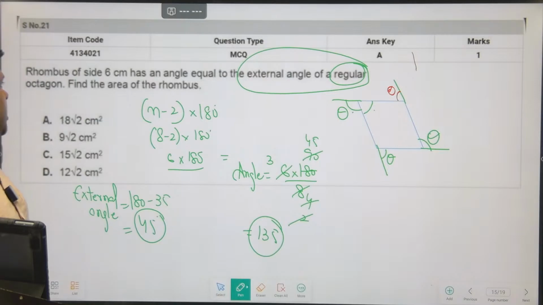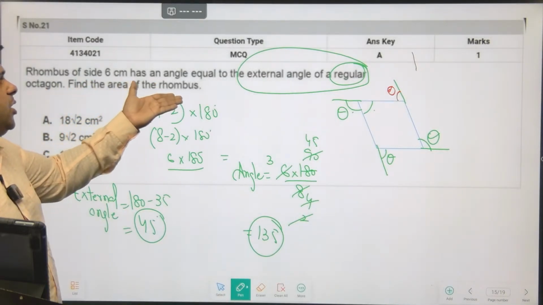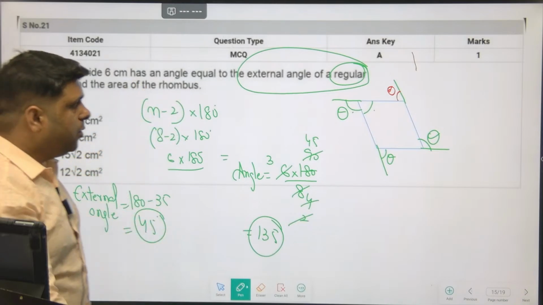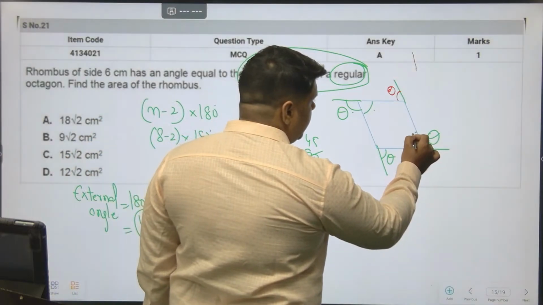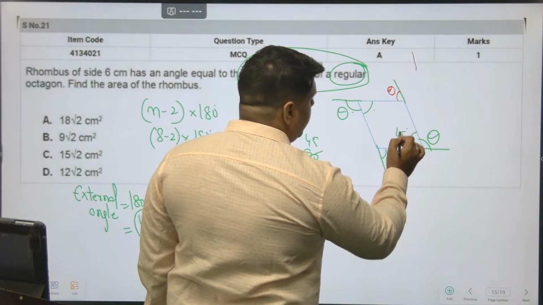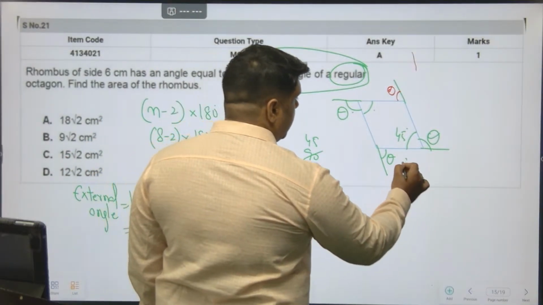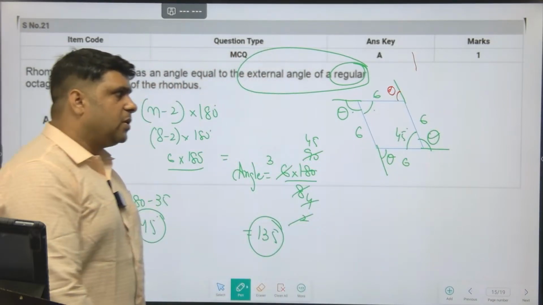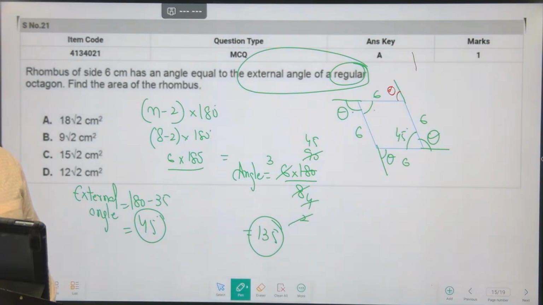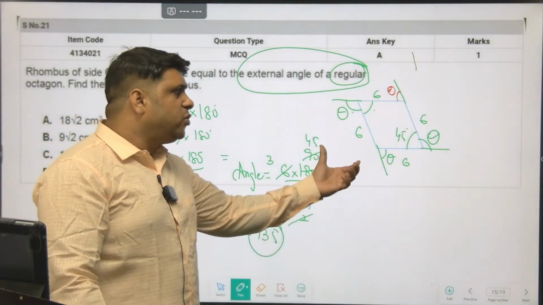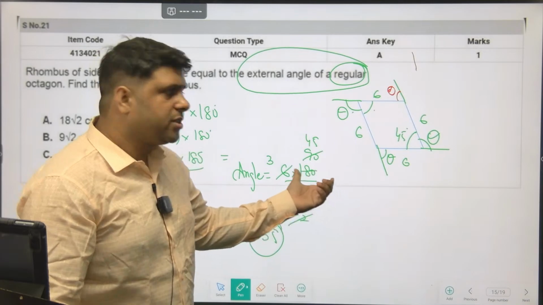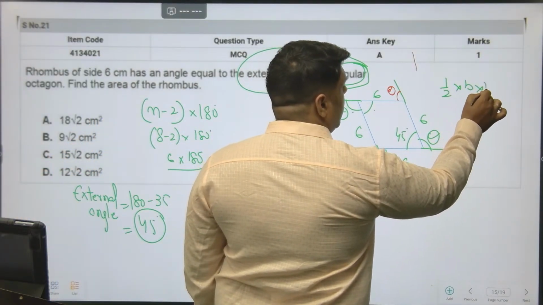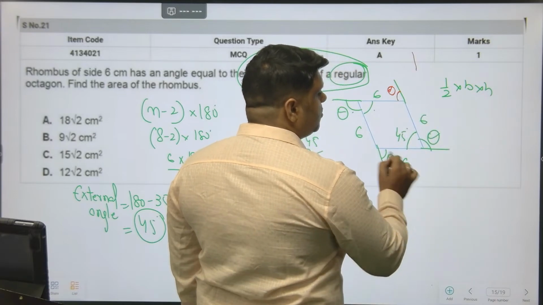Now he is saying the rhombus of side 6 centimeter has an equal angle. So the angles of the rhombus are going to be 45. Now this angle here is 45 degrees and the sides are 6 centimeter, 6 centimeter, 6 centimeter, like this. Okay, simple thing. Now here we have to find the area of this rhombus. So we can directly apply this formula, half into base into height. For that we need height, base we are having 6.